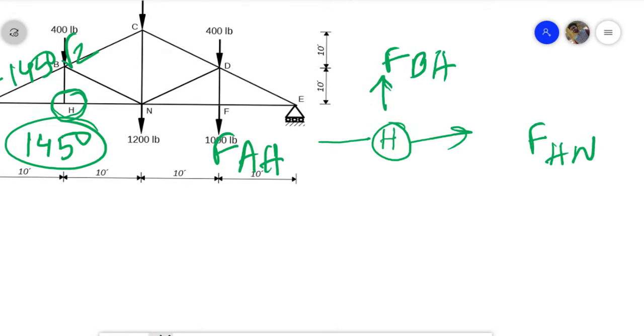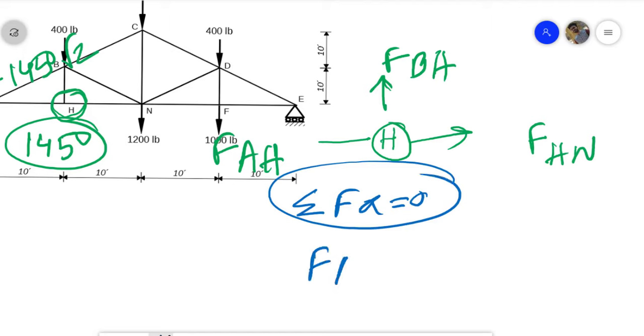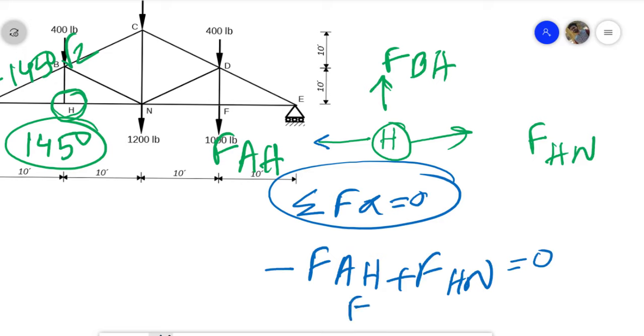Now if you take summation of F_x equals 0, what will happen? FAS will be negative. Why? Because this is acting on the left side of the x-axis, so minus FAS, plus FACE-N equals 0. So I can write FACE-N equals FAS, and the magnitude is 1450. So this is very simple.